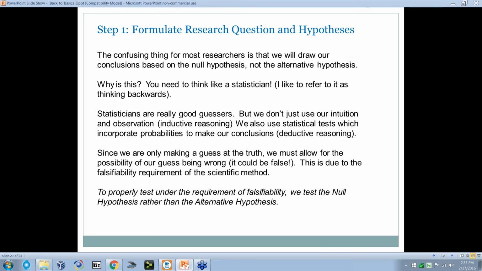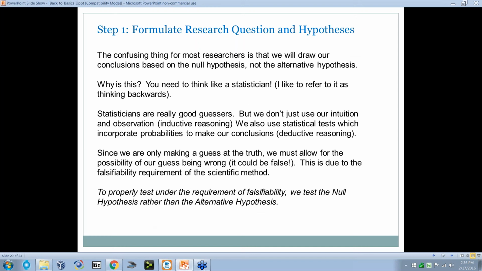And as I was saying, the confusing thing for most researchers is that we're going to draw our conclusions based on that null hypothesis, not the alternative. So why is this? Well, you need to think like a statistician, and I always refer to that as I tell people, you need to think backwards. We're really good guessers, but we don't just use our intuition and observation, which is that inductive reasoning. We also use the statistical tests, and we incorporate probabilities to make our conclusions, which is the deductive reasoning.